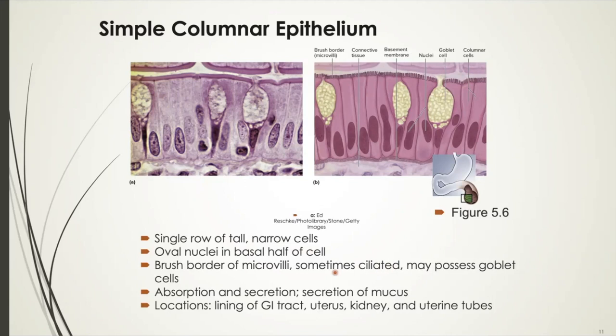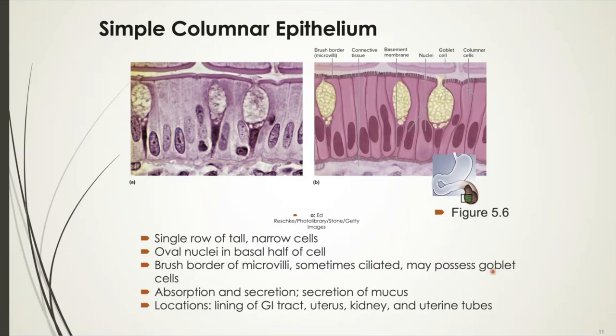Sometimes they may be ciliated. Don't confuse ciliated with microvilli. Microvilli are the extensions of the cell membrane. Ciliated are actually the presence of cilia, which are going to be a type of endoskeleton. So, alrighty, like I said, may also possess goblet cells.